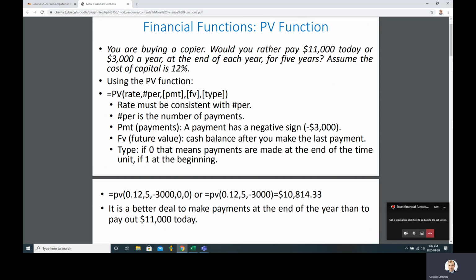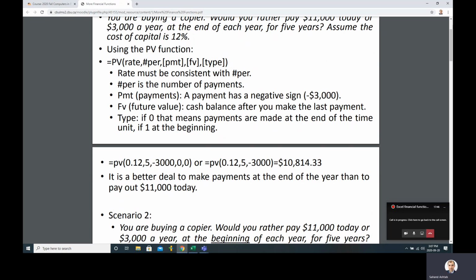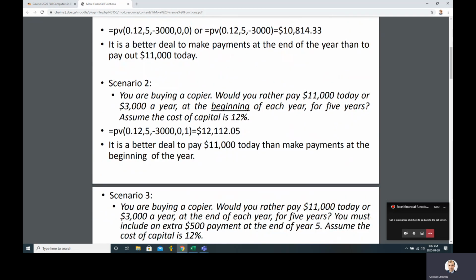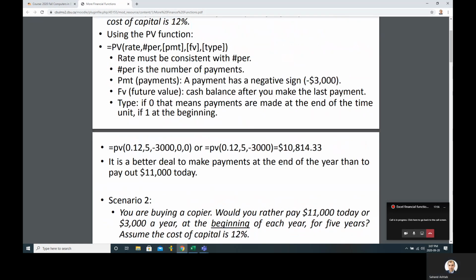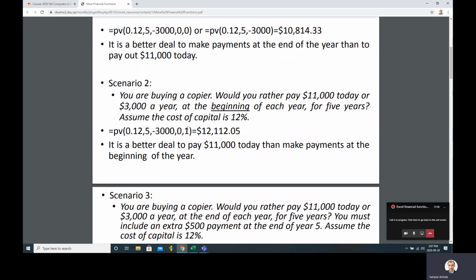Put equal PV, rate, number of periods, payment, which we just did in example 1. Now, if you see that type has now assumed a different value, which is 1, make sure that you put 0 for FV because it is 0, and then you have 1, which is for type. So let's take that to the Excel file.